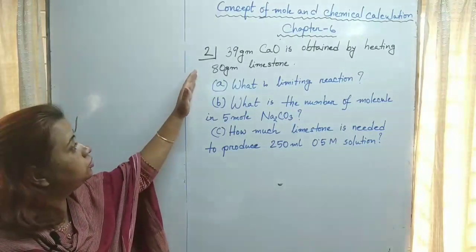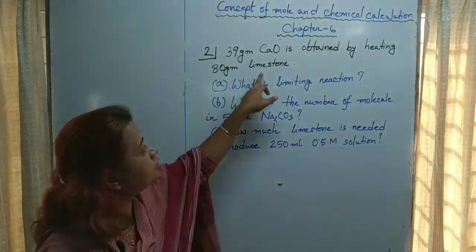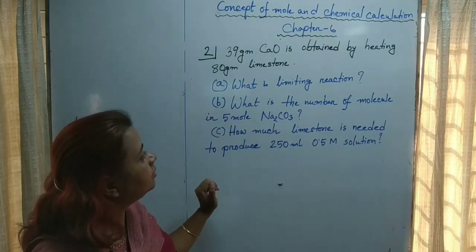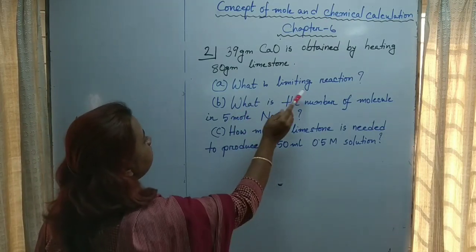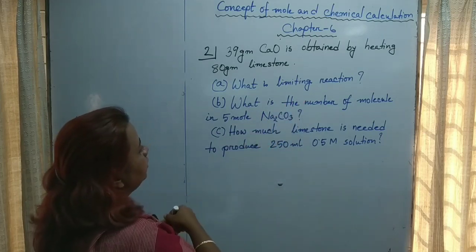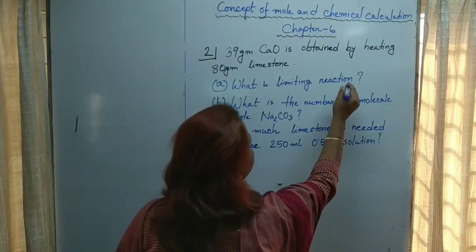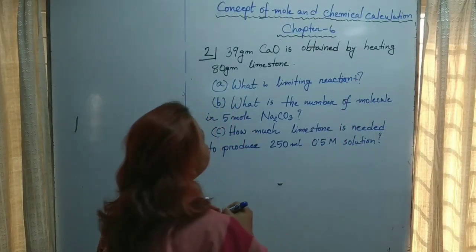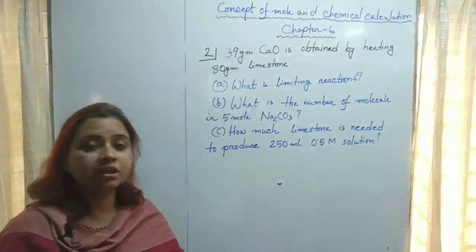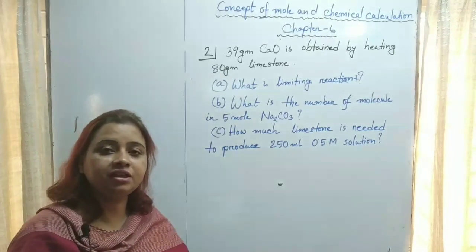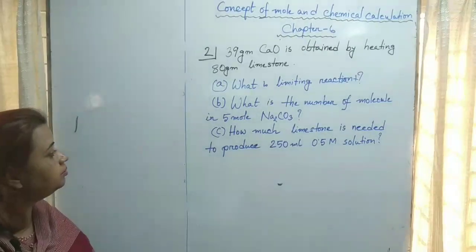Now, question number 2. 39 gram calcium oxide is obtained by heating 80 gram limestone. You know that the chemical name of limestone is calcium carbonate. Question number A. What is limiting reactant? The reactant which is fully used in a chemical reaction and doesn't remain in the reaction medium is known as limiting reactant. Question number B.